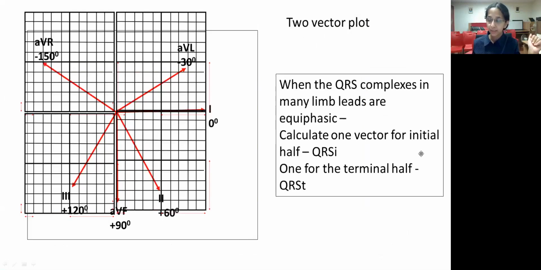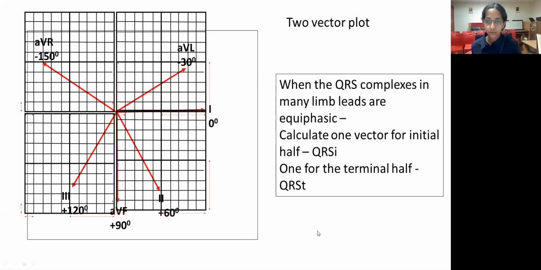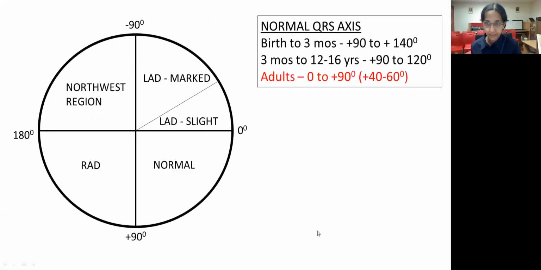Now, sometimes you can have equiphasic QRS complexes in most of the leads. Then it gets confusing because most of the leads are equiphasic, so where should you go? In that situation, you have to calculate 2 parts of the QRS axis, which are called the initial and the terminal, which is separate. I do not want to confuse further, so we will not go into that detail.